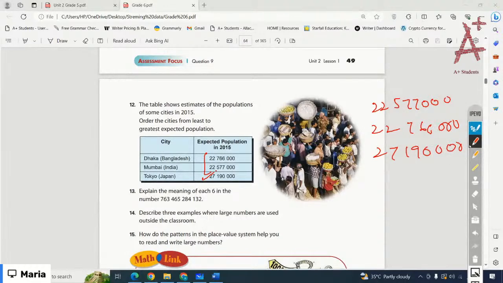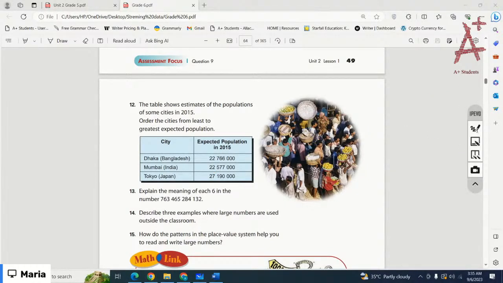Okay. Let's just start with question number 13. Explain the meaning of each 6 in the digit. You have two 6s in the number, right? Here and here. This one is 1, 10, 100, 1,000, 10,000, 100,000, million, 10 million. That is, this 6 is at the ten millions place, right? Then 100 million, billion, 10 billion, and this 6 is at the 10 billion place. They both are at the 10 million and 10 billion places, right?